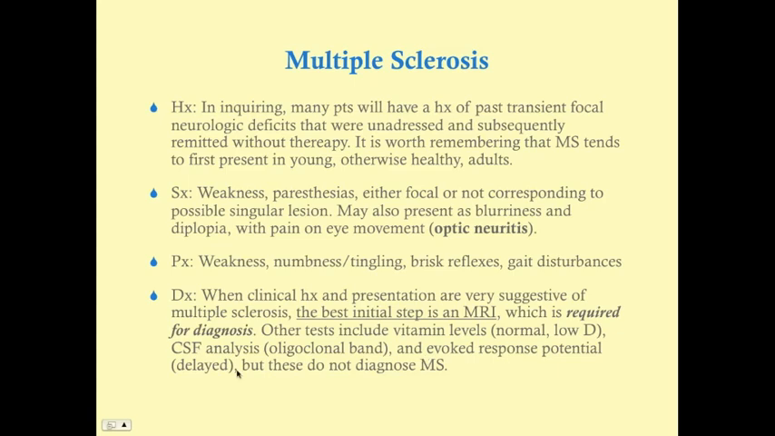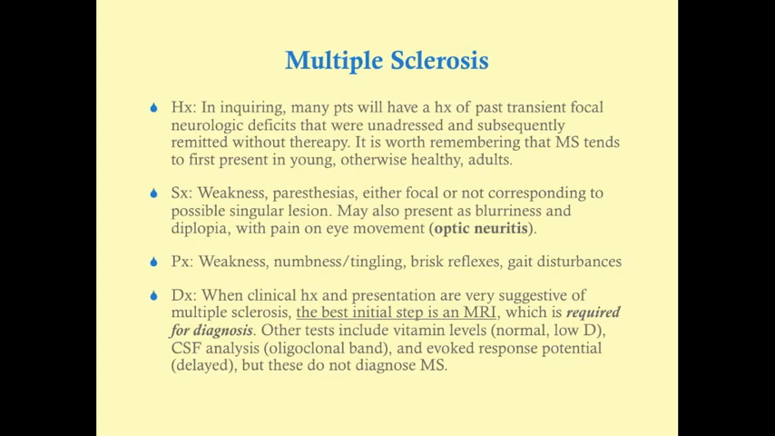The MRI is required for diagnosis. It's how we make the diagnosis. The CSF analysis showing that oligoclonal band, that's just proteins in the CSF. And those proteins are thought to be the actual antibody or the disease agent that's causing the demyelination.